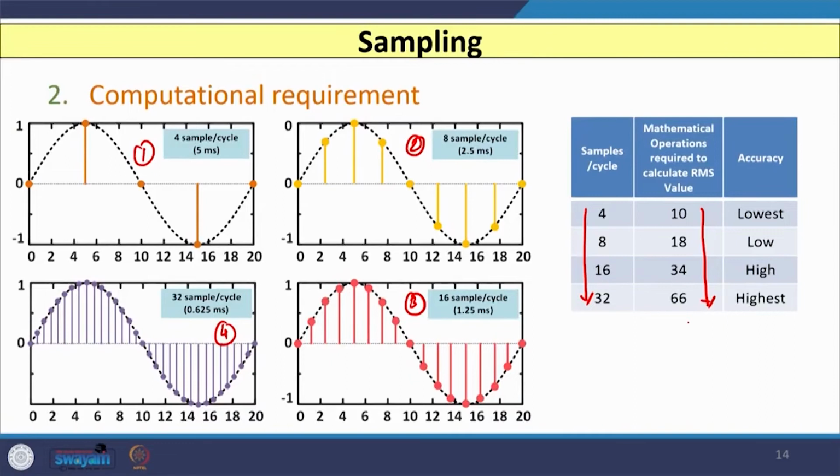And at the same time, as you increase the number of samples in a cycle, accuracy is also going to increase. Where 4 samples per cycle is used, accuracy is lowest, and in the fourth case, where the number of samples in a cycle is 32, the accuracy is the highest. But the mathematical operations required to calculate the RMS value increase, and the time between each sample is also very small, that is 0.625 millisecond, compared to the first graph where you have 5 millisecond.